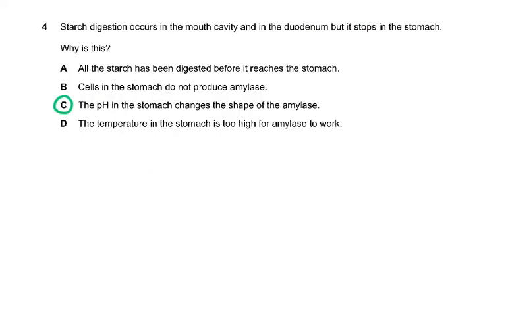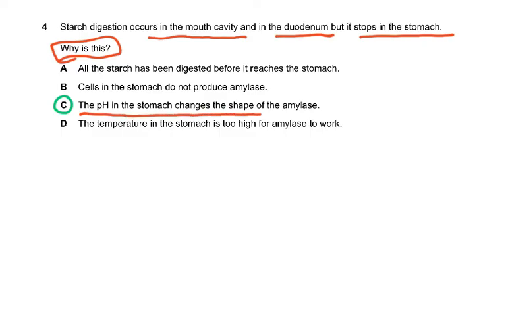Starch digestion occurs in the mouth cavity and in the duodenum, but it stops in the stomach. Why does the starch digestion stop in the stomach? Because the pH in the stomach changes the shape of the amylase. Now, where was the amylase coming from? The amylase was coming from the mouth, the salivary amylase.